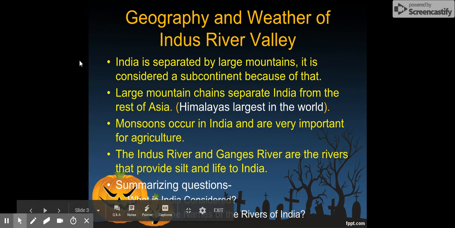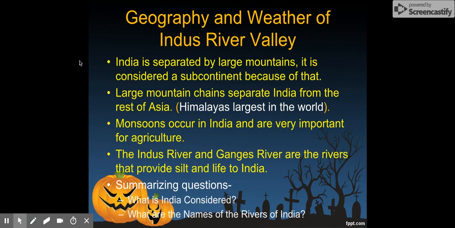One last thing I want you to know, and that is monsoons. Monsoons occur in India. Okay, they're extremely important for farming, for agriculture. These monsoons change the seasons on the subcontinent of India. They end the dry season by bringing rain, and they also bring the dry season by pushing rain away. I've got some videos of what monsoons look like, and they are epic. They're going to be on my Google Classroom. Please make sure you go and see that.